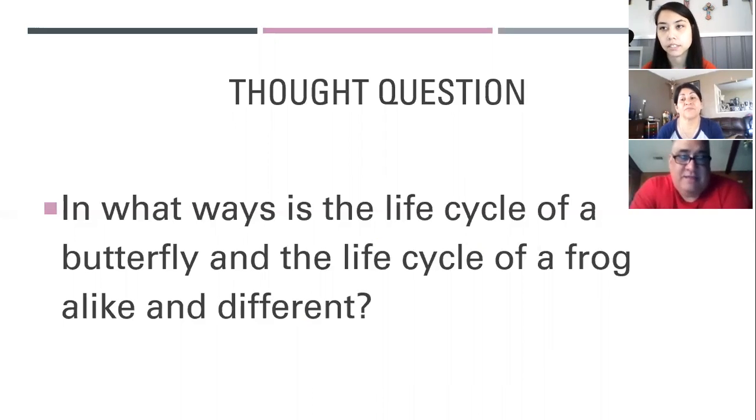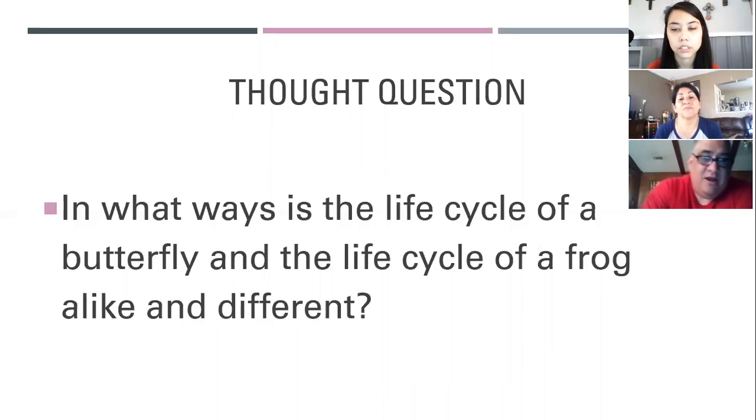I would think the life cycles of the butterfly and the frog are alike in that they have similar characteristics. They both come from an egg. When the egg hatches, the frog becomes a tadpole, and the butterfly becomes a nymph or a caterpillar. Those are the kinds of things that are alike, and the differences are just the characteristics.